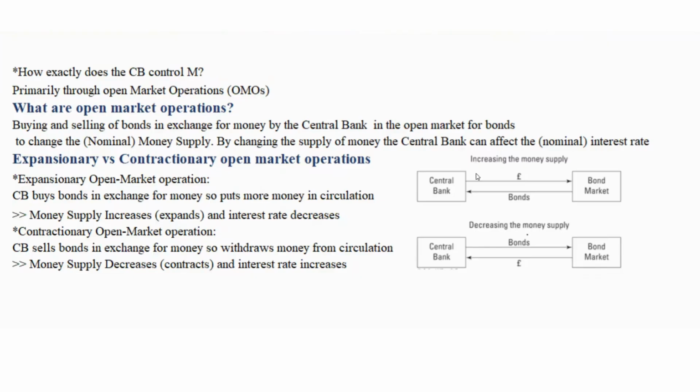And then we talked about how we characterize financial market equilibrium mathematically and graphically. And then we looked at two economic experiments: an increase in nominal money supply and an increase in nominal income.